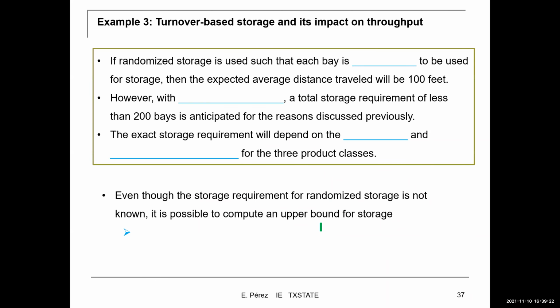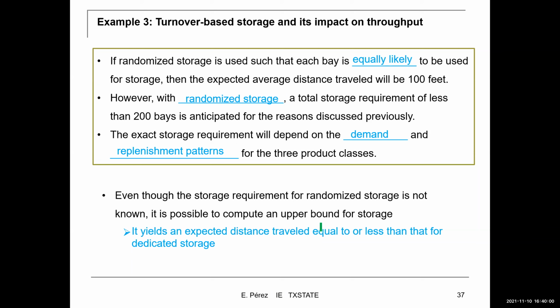If randomized storage is used such that each bay is equally likely to be used for storage, then the expected average distance traveled will be 100 feet. However, with randomized storage, a total storage requirement of less than 200 bays is anticipated for the reasons discussed previously. The exact storage requirement will depend on the demand and the replenishment patterns for the 3 product classes. Even though the storage requirement for randomized storage is not known, it is possible to compute an upper bound for storage.